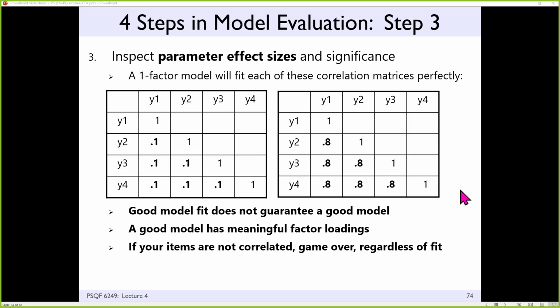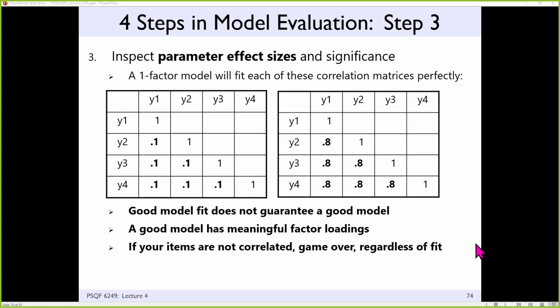Is that surprising? It is. Because when people think fit, they think like goodness or utility or usefulness, and that is not what fit means. Fit means that your factor structure has replicated the patterns in the data. It says nothing about whether there are any patterns worth replicating. So you could have variables that are completely uncorrelated and do a really great job at recreating those 0 correlations. Your model would fit well.